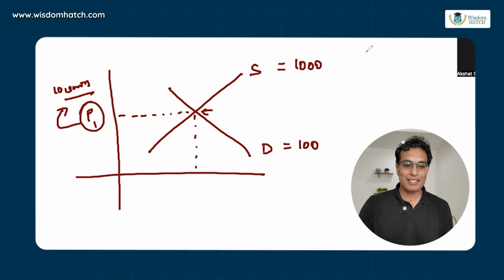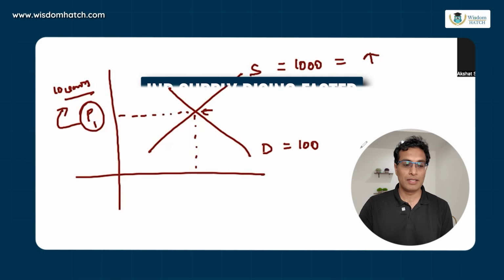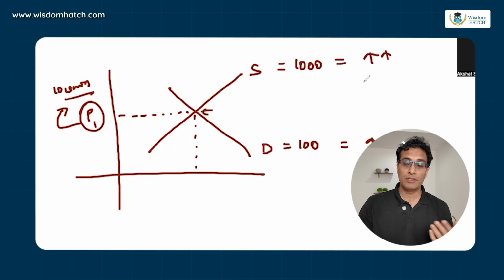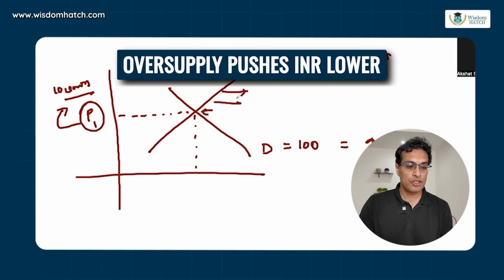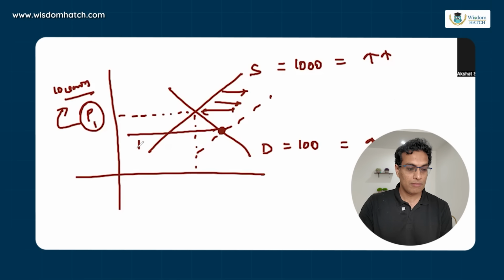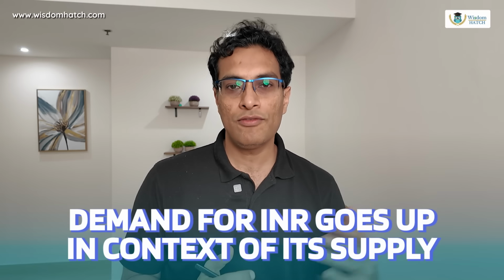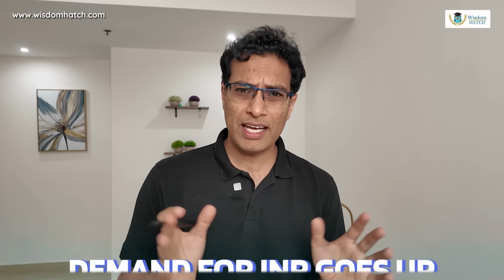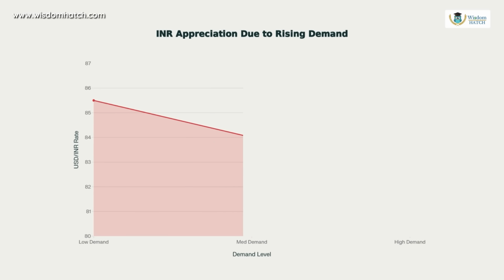Now you can replace that water bottle with INR and set up the equation. Whenever the supply of INR goes up dramatically compared to the demand for INR, say supply goes up by 2x compared to demand, then the supply curve will shift rightwards, and the value or price of INR will fall. Similarly, if the demand for INR goes up in context of its supply, then the price of INR will go up. This is the reason why currencies rise and fall.